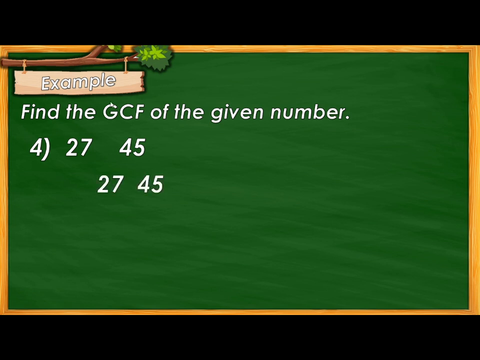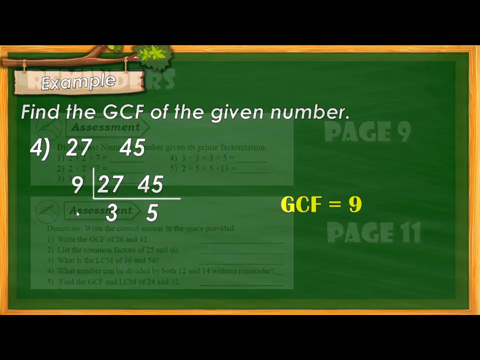Okay, next. Find the GCF of 27 and 45. The common factor between 27 and 45 is 9. 27 divided by 9 is 3. 45 divided by 9 is 5. So 3 and 5 are both prime numbers. So the answer would be 9. So the GCF is 9.